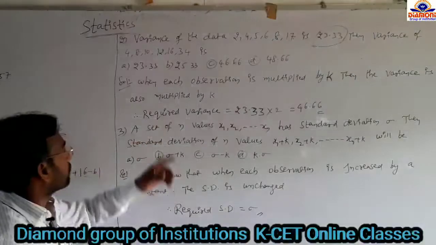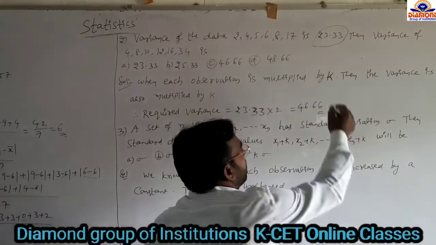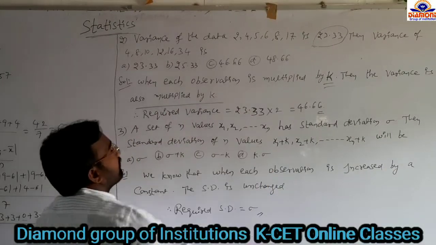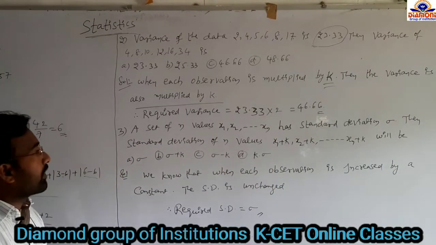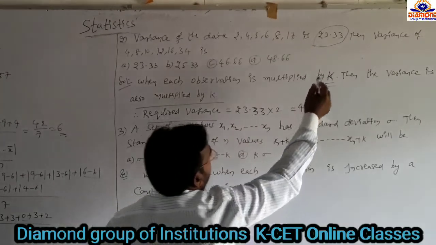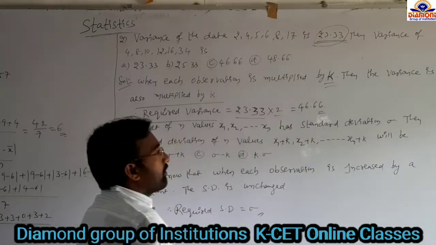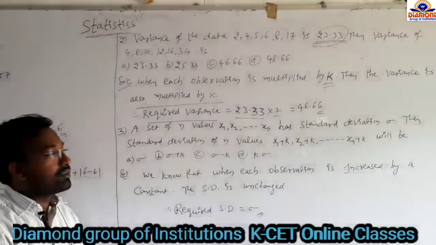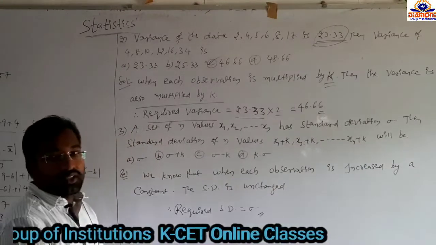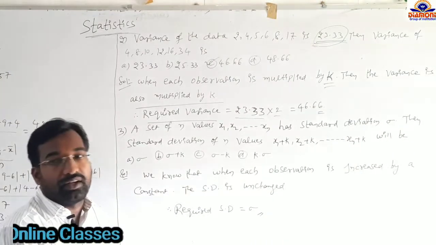So when each observation is multiplied by k, the variance is also multiplied by k. So the required variance equals the given variance, 23.33. So 23.33 into 2 equals 46.66. So the option is C. So when each observation is multiplied by k, the variance is also multiplied by k, finally.